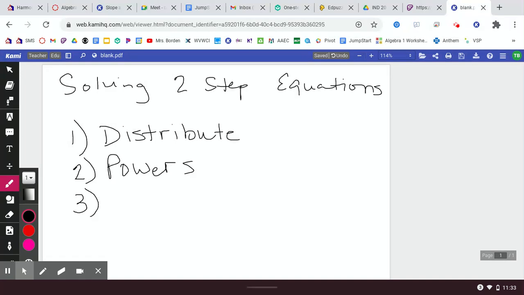And then 3, I'm trying to think how to say this. Once you're done with distributing and powers, you want to go as far away from your variable and move in closer. So kind of like with the one on the board, 5x minus 3. The 5 and the x are right next to each other, right? They're touching. You're not going to do that first.